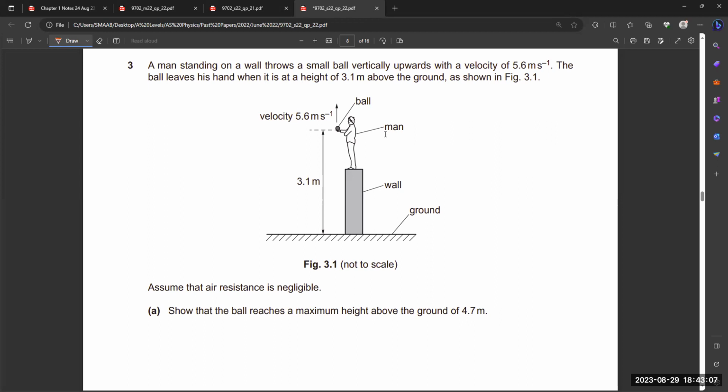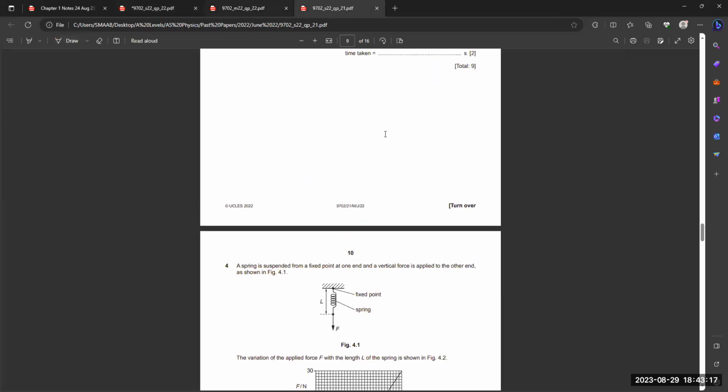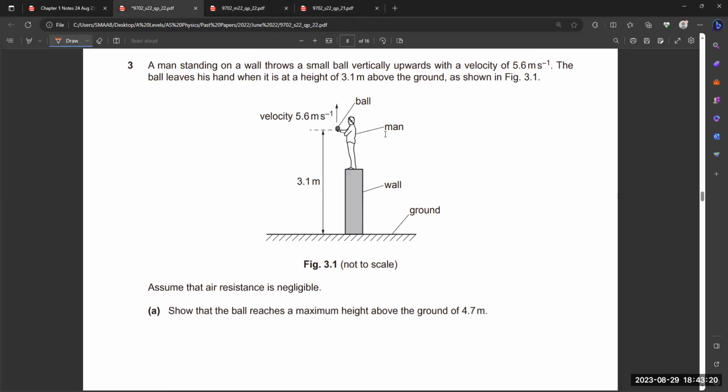Before that, let's try to apply the equations of motion that we studied, from summer 22, because in other papers, in other variants of summer, there is no question related to the equation of motion, but in the second variant there is. So let's consider the question: a man standing on a wall throws a small ball vertically upward with a velocity of 5.6 meter per second.